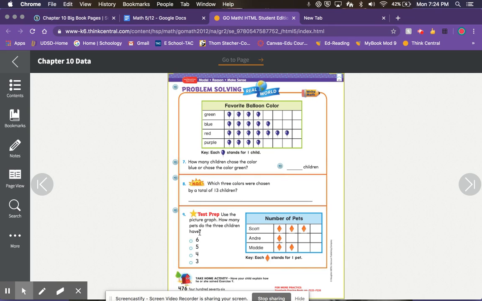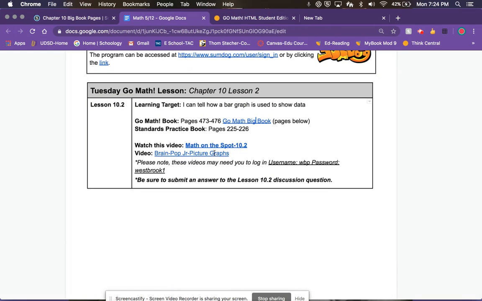And then down here, number of pets, they used a diamond. Use the picture graph. How many pets do the 3 children have? So you have Scott, Andre, and Maddie. How many do the 3 kids have? Fill in your bubble. Okay, go back into the lesson here.